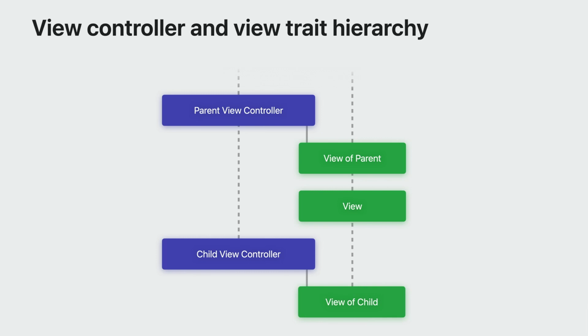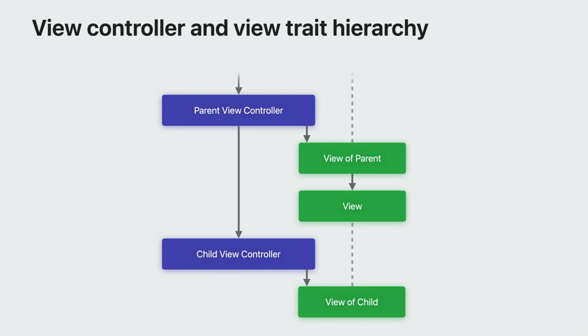First, I'll explain how traits flowed through view controllers and views prior to iOS 17. View controllers inherited traits directly from their parent view controller. And views owned by a view controller inherited their traits directly from their view controller. Finally, views without a view controller inherited traits directly from their superview.